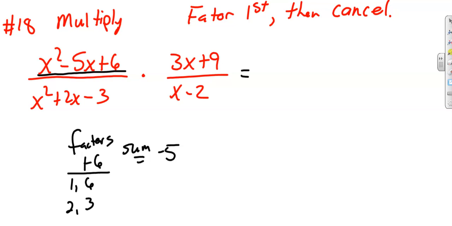Since the b term is negative, the bigger number is negative. If you divide a positive by a negative, that also makes the other number a negative also. So in this case, they both have to be negative. So that would be the x minus 2 and the x minus 3.